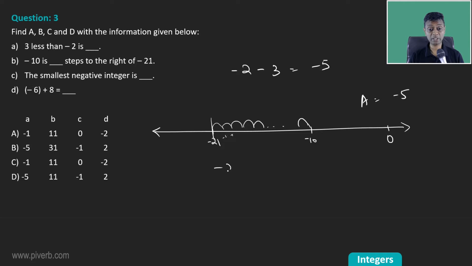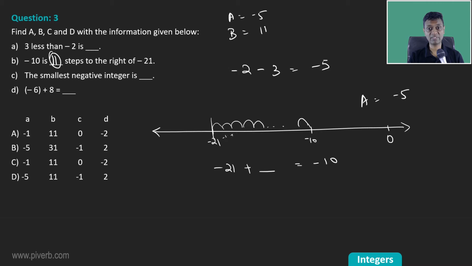What should we add to minus 21 to get minus 10? We should take 11 steps. From minus 21 to minus 10, there are 11 steps. It is 11 steps to the right. So B is 11.